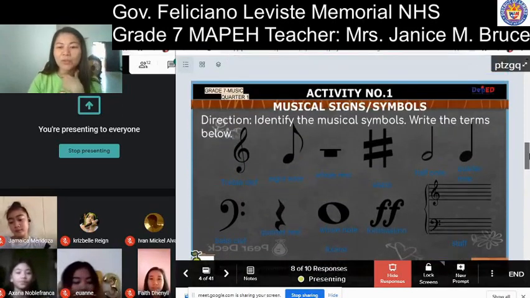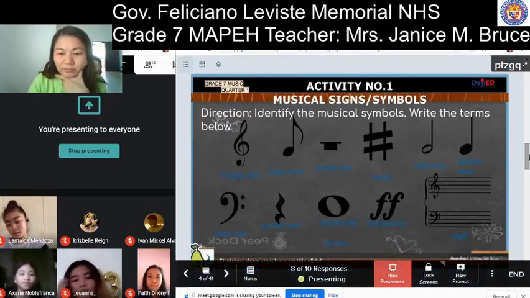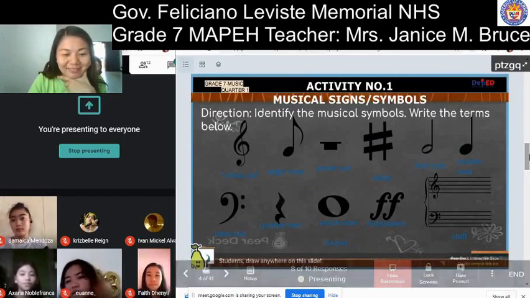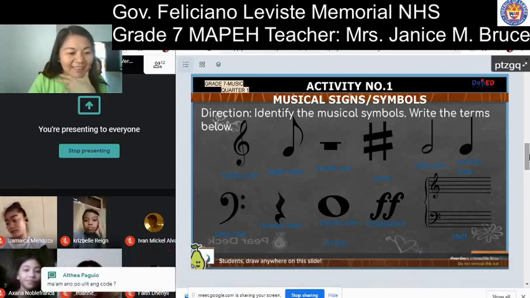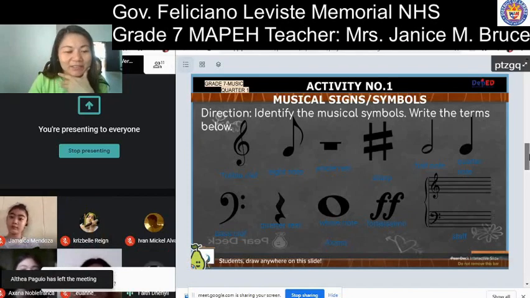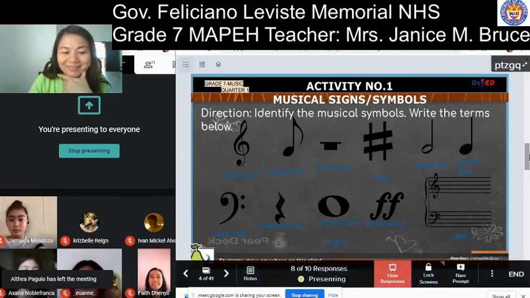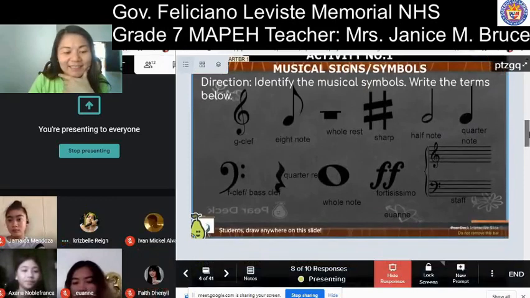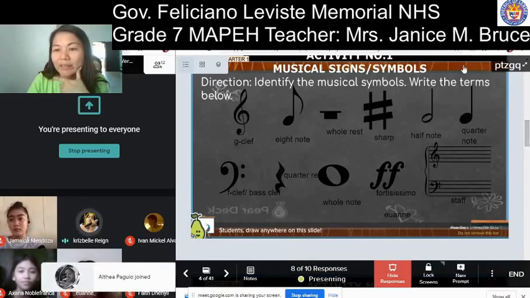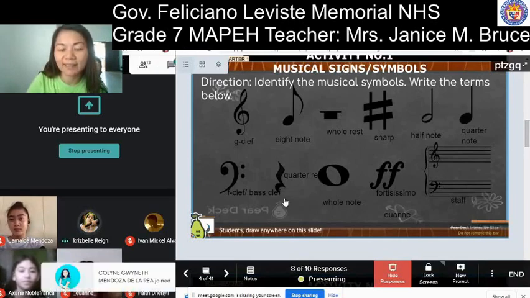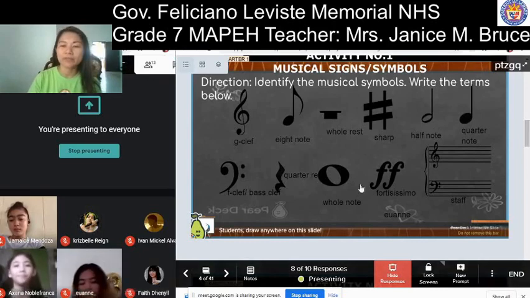Faith, what were the two symbols which were not answered? Can Faith hear me? Okay, Chris Bell, why don't you answer? The last two. Ma'am, alin po yun? The last two which were not answered by Jamaica, we will name them. Half note po. Tsaka po, quarter rest. Okay, half note and quarter rest. So I'm showing off the answer of U1.